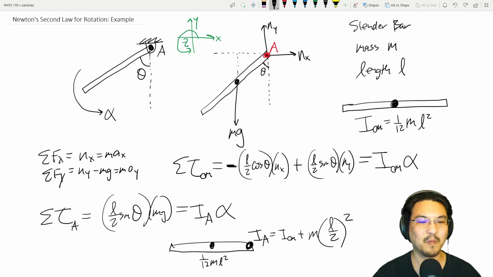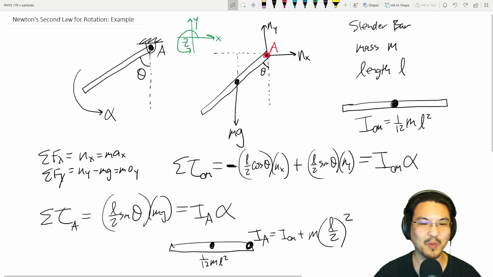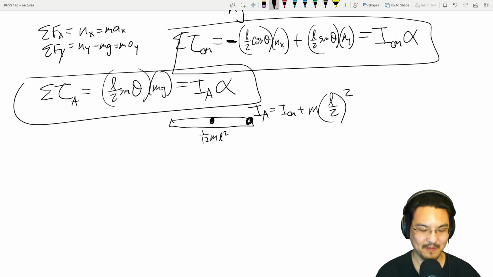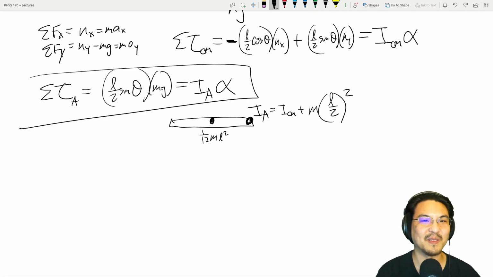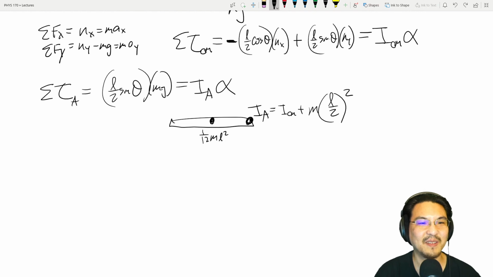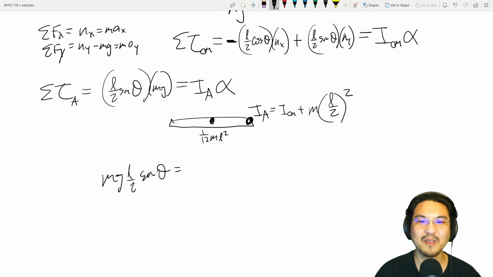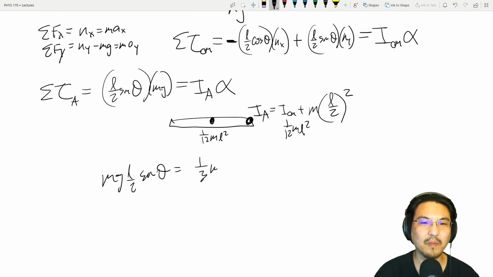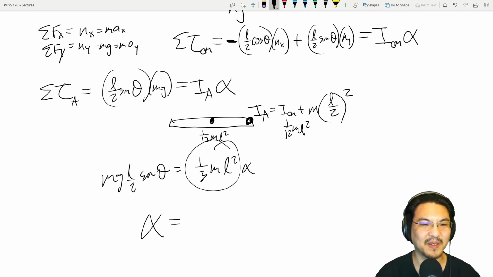So that's how you would use Newton's second law. For this particular problem, which of these two do you want to go with? I think, how about this one? Seems easier, right? So mg L/2 sine theta equals 1/12 mL squared plus 1/4 mL squared. 1/12 plus 1/4 is 1/3. So then just put this in the denominator, and you've got alpha.